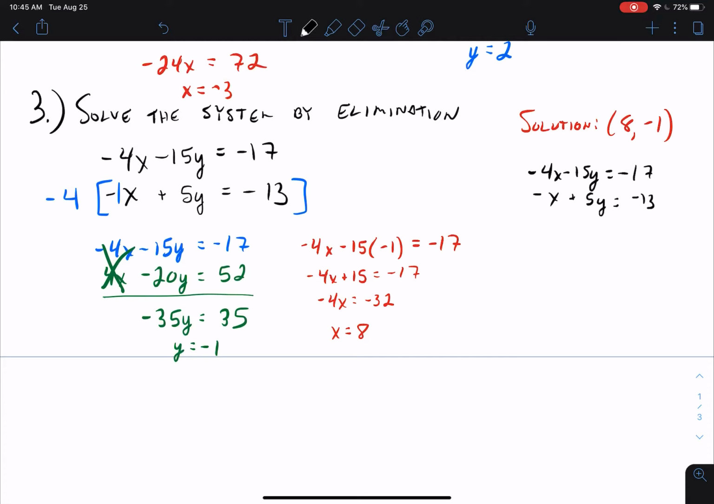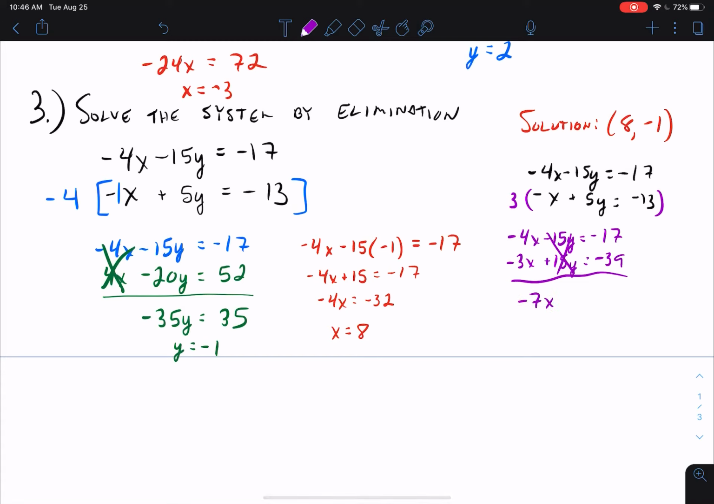So I can leave the top equation as is, -15y, and I need to ask myself, how can I modify this bottom equation so that it becomes the opposite of -15y? I need this to become +15y on the bottom. Well, what do I multiply 5 by in order to become 15? I multiply that by 3. So the top equation is going to stay just as is, and the bottom equation is going to become -3x plus 15y equals -39.